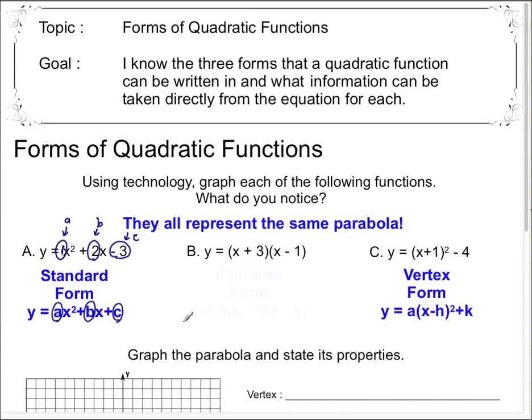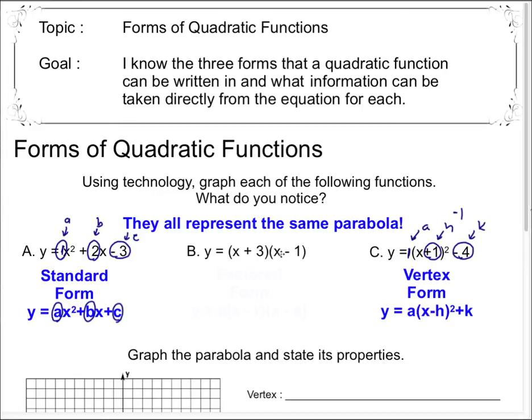So in vertex form, up here, and I'm just going to go back to what we had before, our a value, there's nothing out in front, so we would say that it's a 1. Inside the brackets gives us our h, so this is our h. And on the end gives us our k. Now remember, the h value in here that we learned last unit, that h value has a different sign. That's what's in here. See, this one's a plus and this is a minus. This one would actually be minus 1 for our h value.